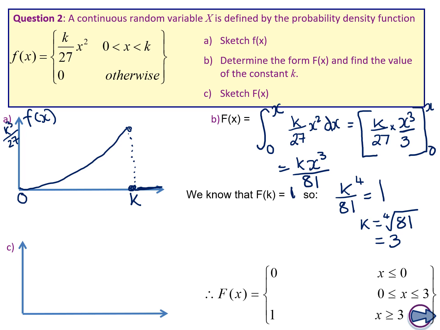3 over 27, which is, what's 3 over 27? I think that's 1 over 9, if I can do maths. Debatable. 1 over 9 now. X to the 3.